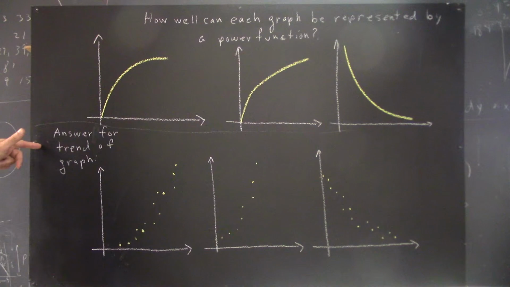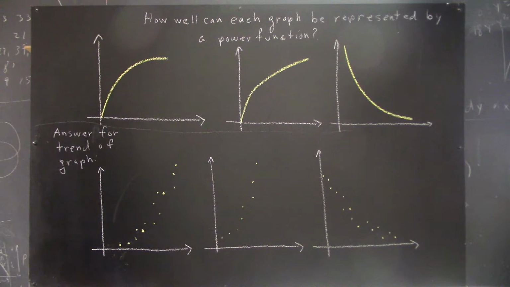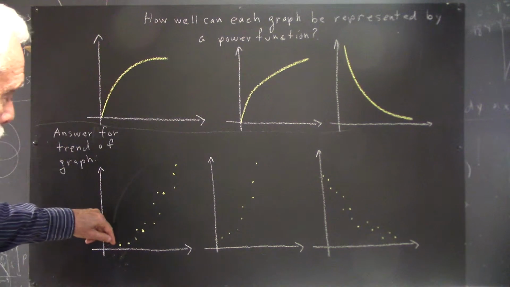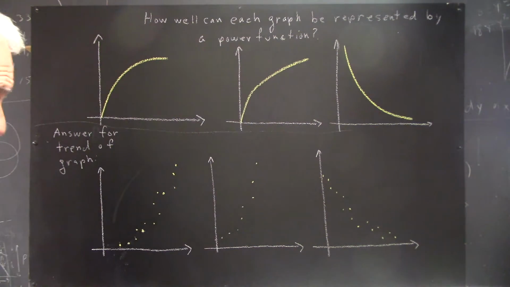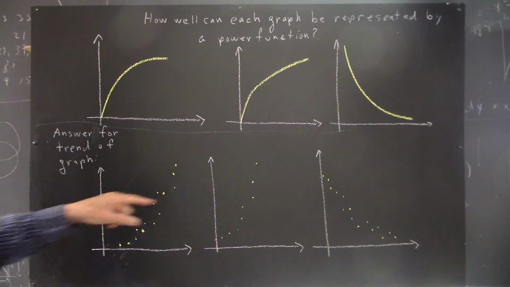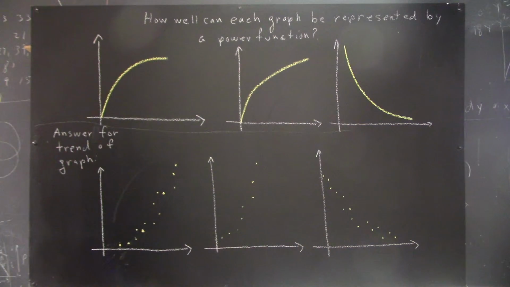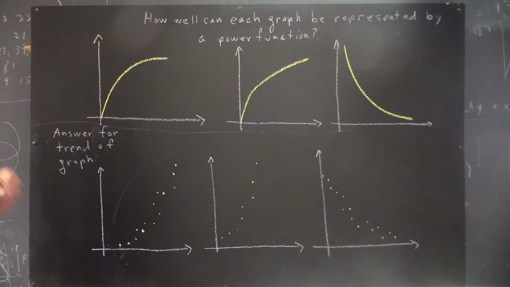And then we answer the same for the trend of each of these graphs. And what I would do is I would sketch a trend line. Okay, not a line that goes from the first point to the last point, but a line that follows the trend of the data. This could be important real-world data, and we want to see what the trend is and judge whether that trend might reasonably be well represented by a power function.